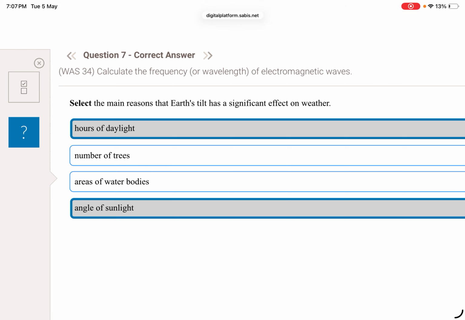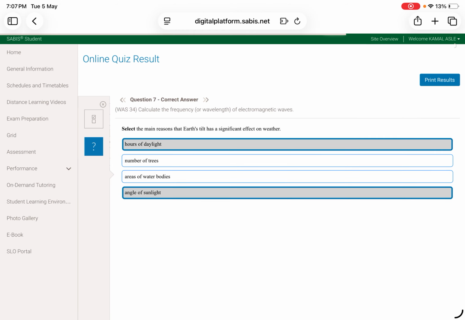So here they said, wait, it's loading, give it a second.